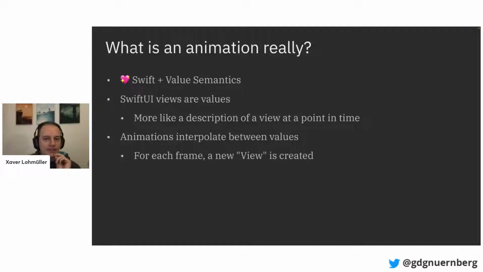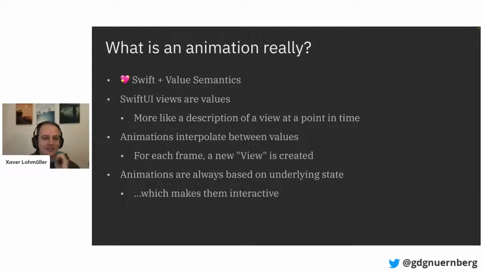In SwiftUI, animations are always based on some underlying state, and this is the best feature. I think it's very similar in Jetpack Compose, because you have a single source of truth on which everything is based, and this makes them interactive. If you've tried to make an animation interactive with an object-oriented or procedural framework before, you know that it's very easy to get them out of sync, to have a different animation state than the underlying state, and it's just a mess.